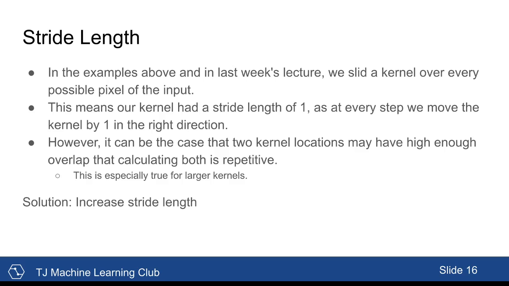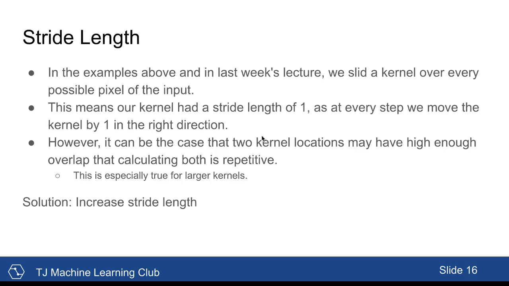Another thing to look into is stride length. In the examples we were talking about before, or in the previous week as well, we slid these kernels over every possible pixel, and our kernel simply moved from one set of pixels to the next. It moved one pixel to the right, one to the right, one to the right, and so forth. But at each step, there might be significant overlap, as you can imagine.